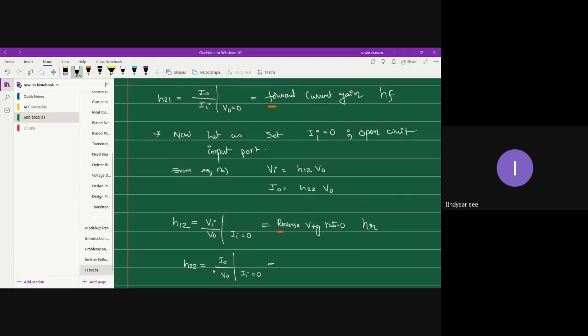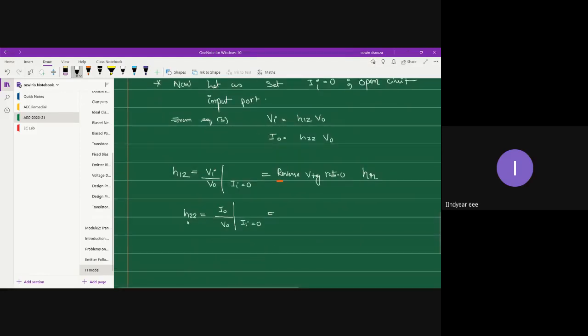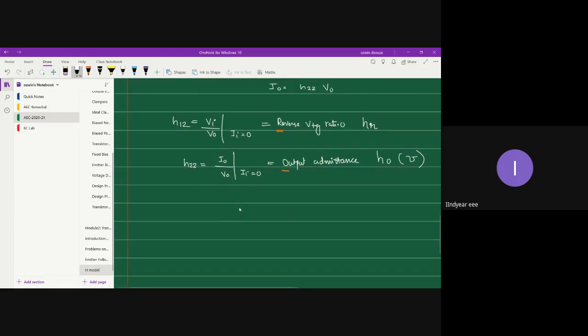On the other hand, if you look at the H22 expression, what is it? Current by voltage. Current by voltage is basically admittance, right? And the variables, if you see, both are output variables. Hence, I naught by V naught is called the output admittance. Since it is output admittance, the corresponding H parameter is taken as HO. So the unit of HO is Siemens or mhos, because it is current by voltage. So these are the 4 hybrid parameters of a transistor network.